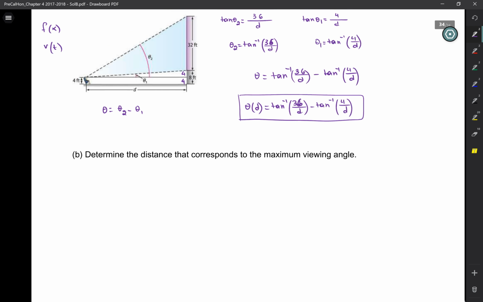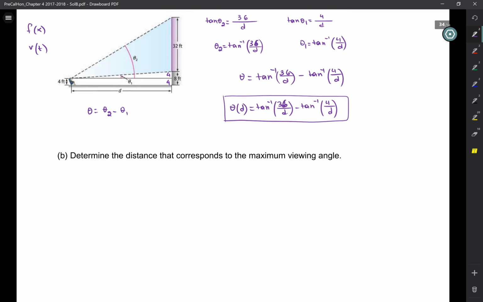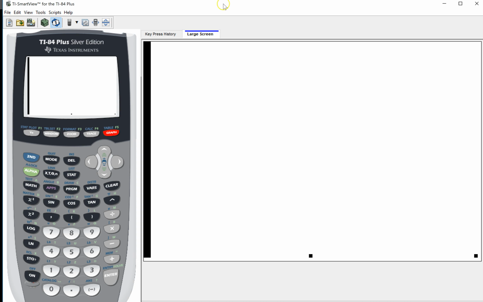So now it says determine the distance that corresponds to the maximum viewing angle. Maximum viewing angle. That means when which variable is at a maximum? What's the variable that corresponds to the viewing angle? Theta or d? Theta. We want the distance. So what is d when theta is a maximum? Well, let's see. Let's graph.